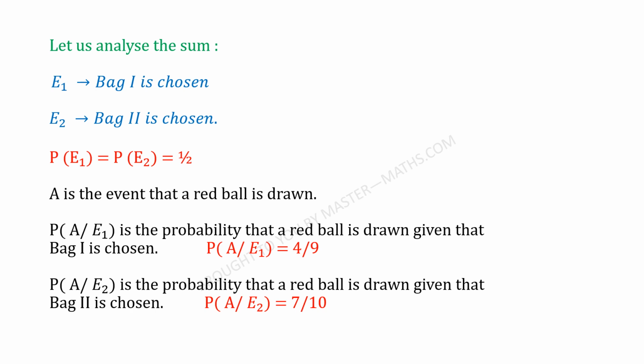Then, what is P of A given E2? It is the probability that a red ball is drawn given that bag 2 is chosen. Now, see your bag 2. How many red balls you have? 7. What are the total number of balls? 10. So, the probability of choosing a red ball from the second bag will be 7 by 10. That is your P of A given E2. So, are you clear about P of E1, P of E2, P of A given E1 and P of A given E2?